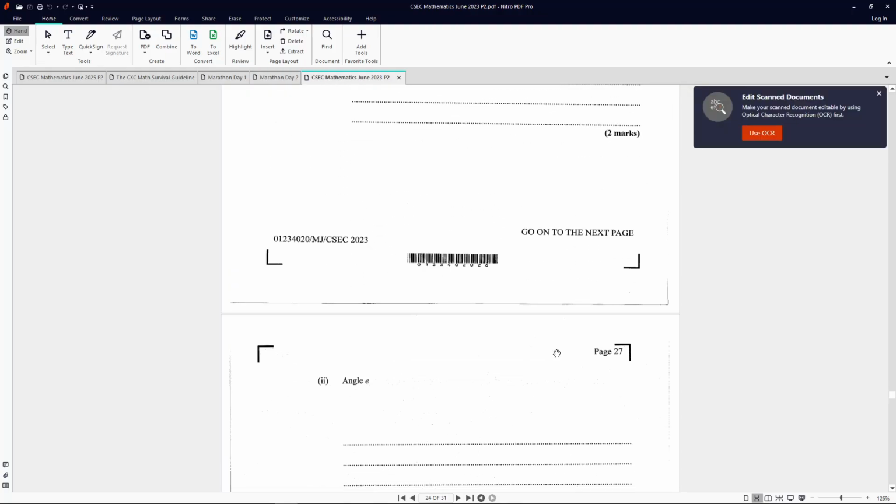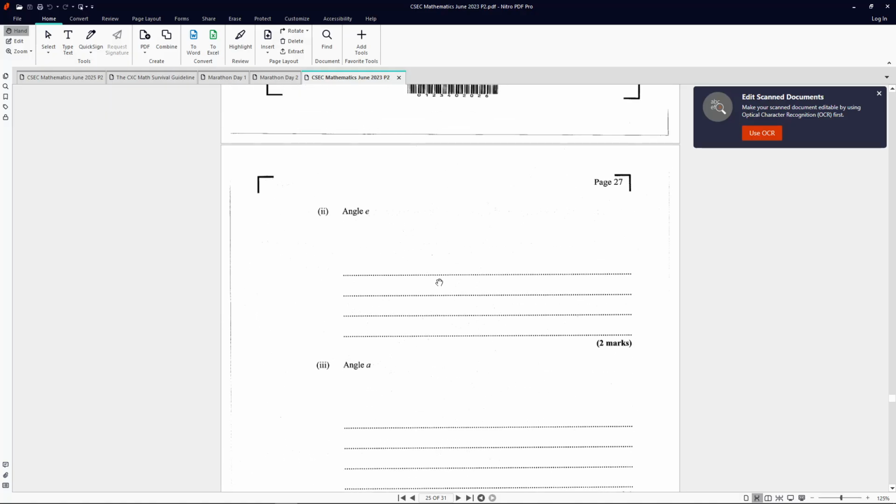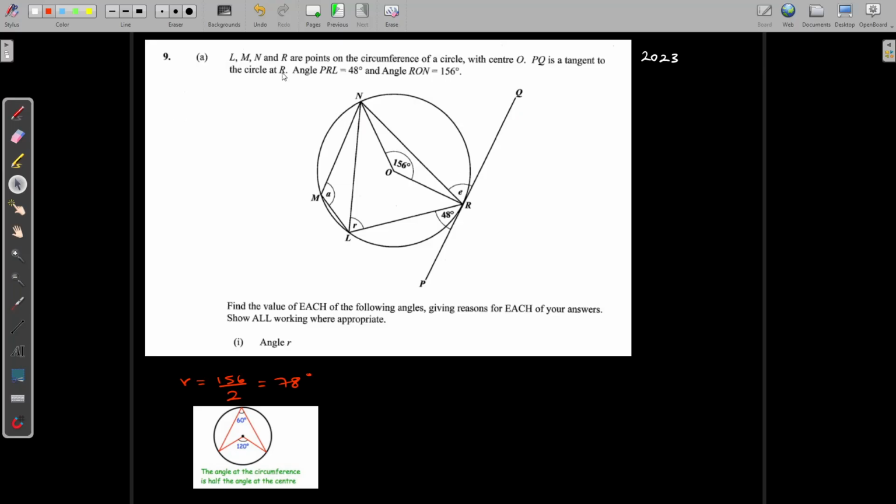So they want us to find angle E, angle A. So let's look at angle E. Angle E is all the way over here. Let's see what we can use to assist us. So far we know, all right, they told us that PQ is a tangent, right?